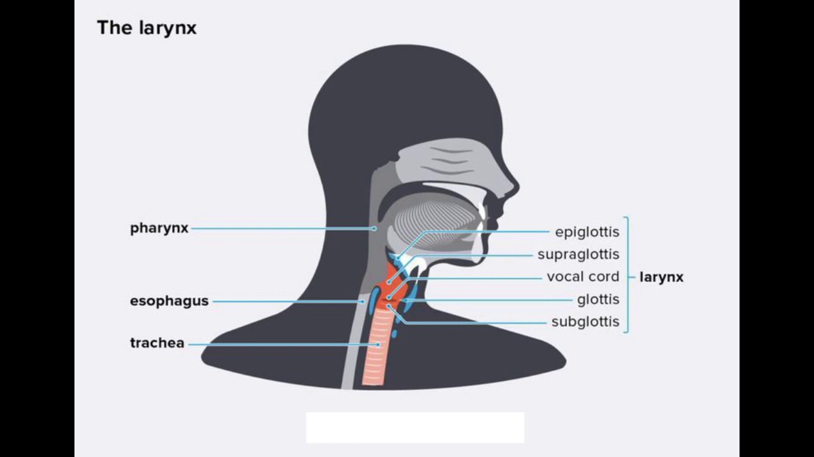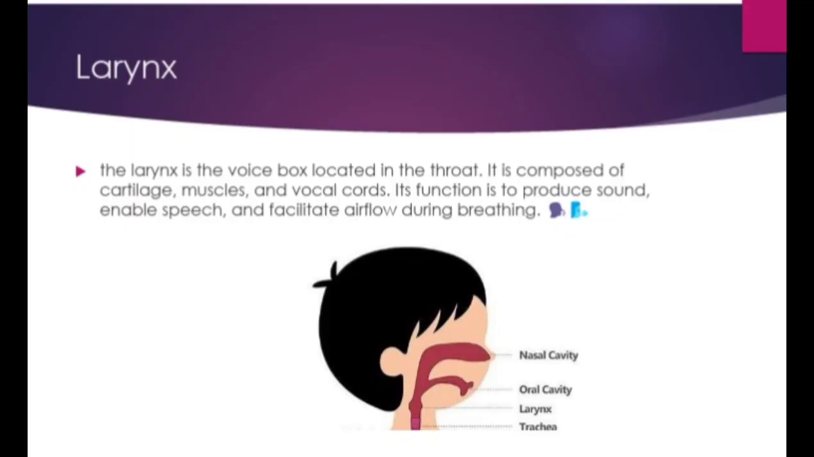The larynx also plays a crucial role in our breathing process. It acts as a passageway for air to travel from the nose and mouth into the lungs. The muscles in the larynx help regulate airflow and prevent foreign objects from entering the respiratory system.